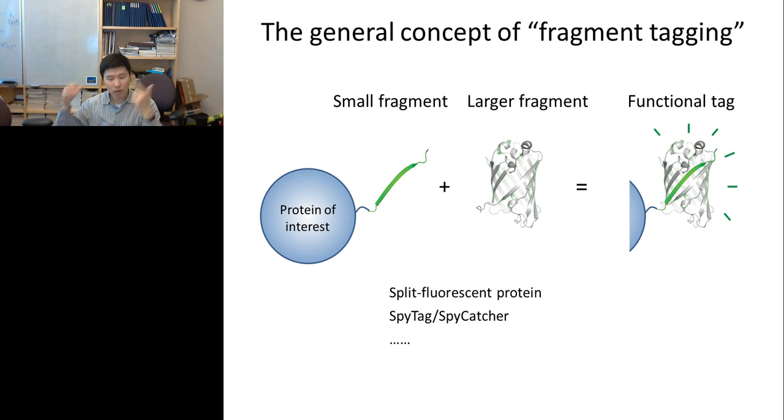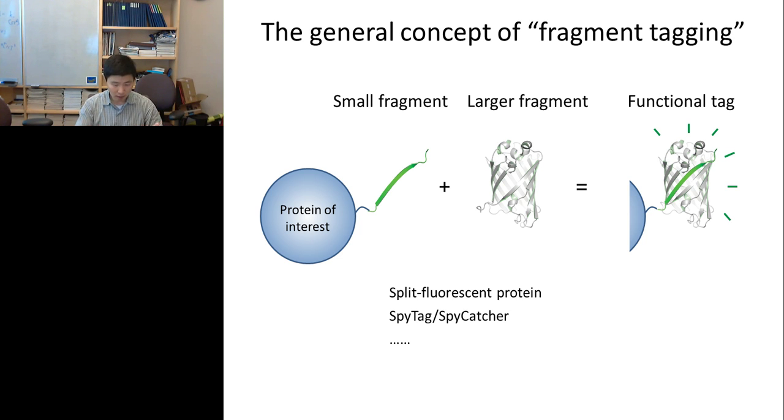We're just tagging the protein with a fragment of the tag. And with the larger fragment floating in the cytoplasm, after the protein of interest is made with the fragment tag, the two pieces can come together and reconstitute the whole functional tag, and that has a lot of advantages. In our case, when we talk about fluorescent proteins, there are other similar peptide-large fragment interactions like spike tag, spike catcher, and we can in fact generalize this whole fragment tagging approach to many things.